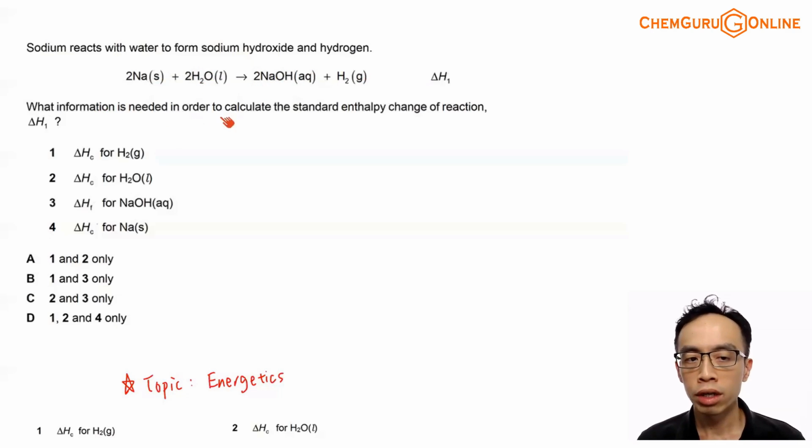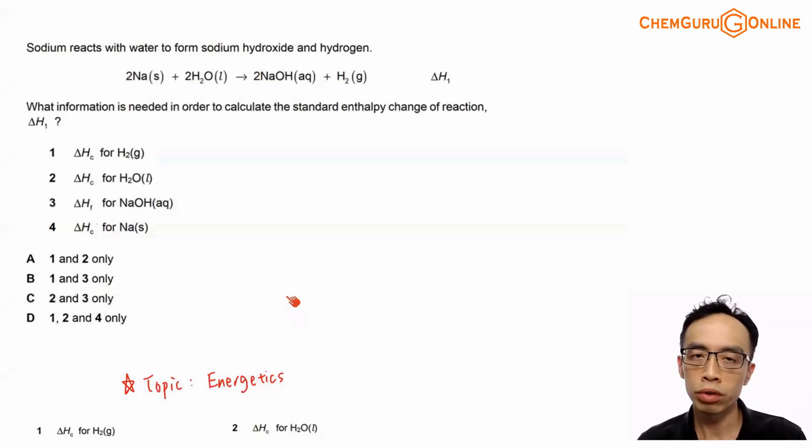What information is needed in order to calculate the standard enthalpy change of this reaction? We are given 4 options. Option number 1, enthalpy change of combustion of hydrogen. Option number 2, enthalpy change of combustion for water. Number 3, enthalpy change of formation for sodium hydroxide. Number 4, enthalpy change of combustion for sodium. So we want to consider which one of them are required. And we have 4 options A, B, C, D.